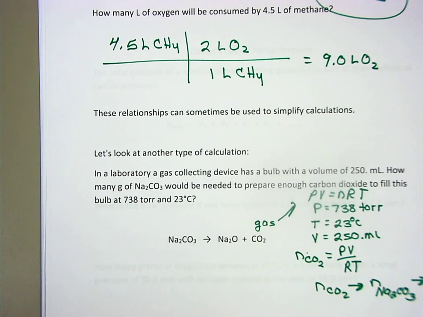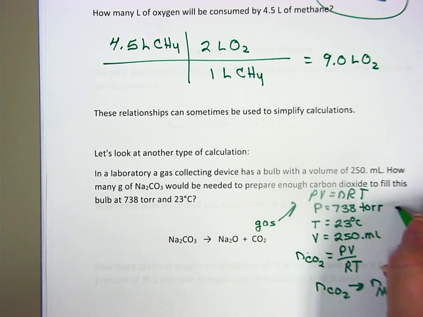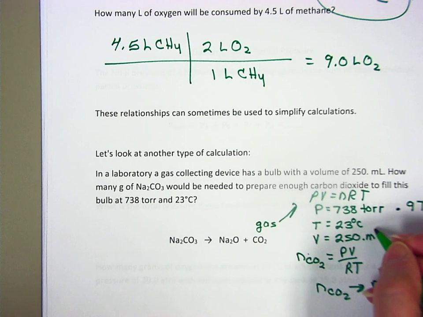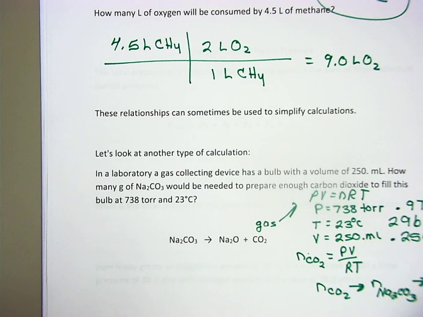I changed the pressure into atmospheres. My 738 torr divided by 760 is 0.971 atmospheres. My 23 Celsius is 296 Kelvin. Always have to use Kelvin temperature. And my 250 milliliters is 0.250 liters.